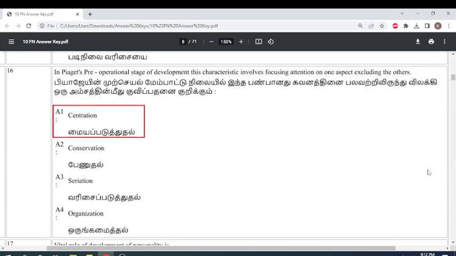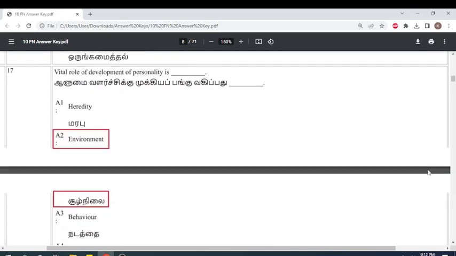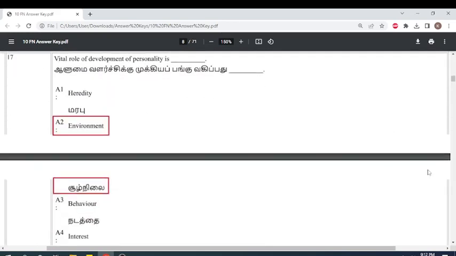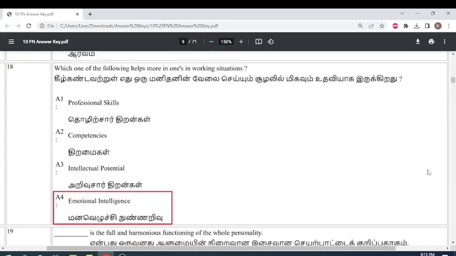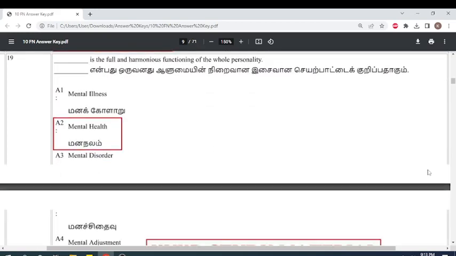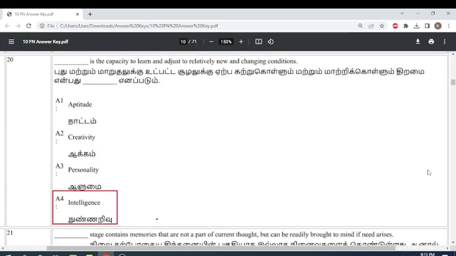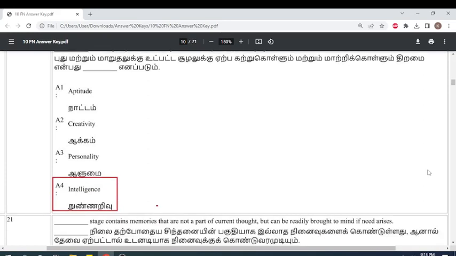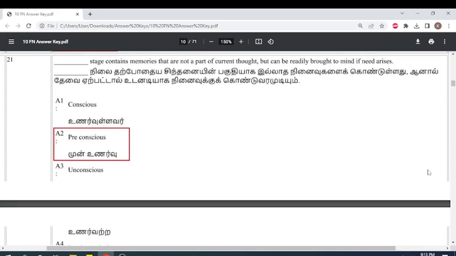16th question answer A1. 17th question answer A2. 18th question answer A4. 19th question answer A2. 20th question answer A4. 21st question answer A2.